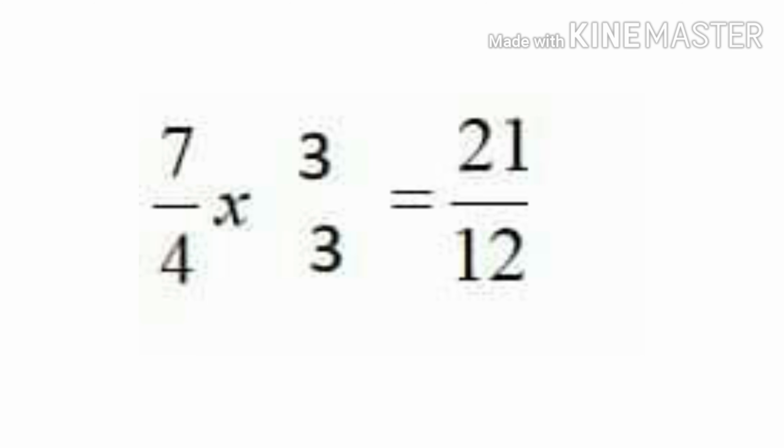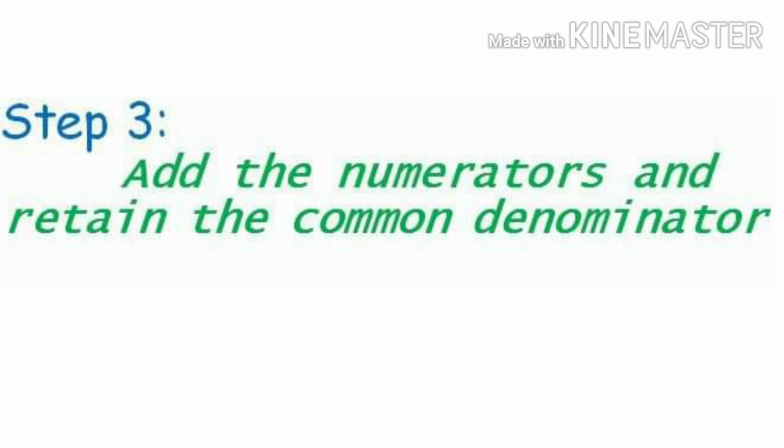So what's 7 times 3? You're right, that would give us 21. And 4 times 3 would give us 12. So instead of writing 7/4, you will now write 21/12. Let's go ahead and proceed to step 3.